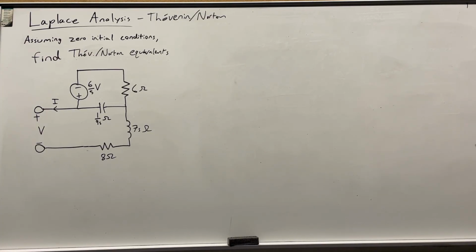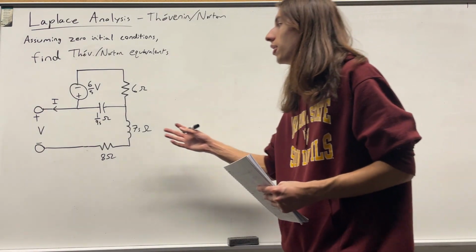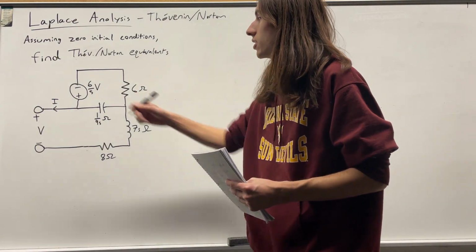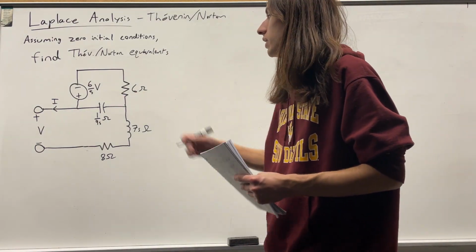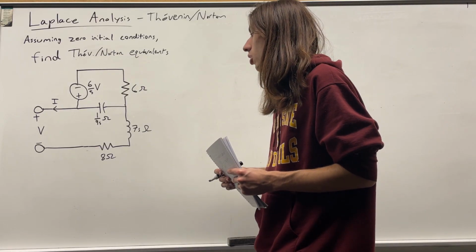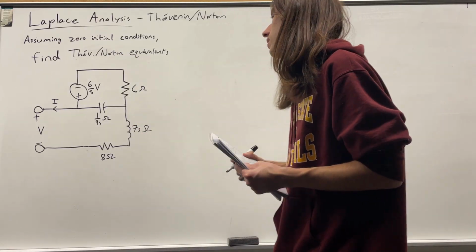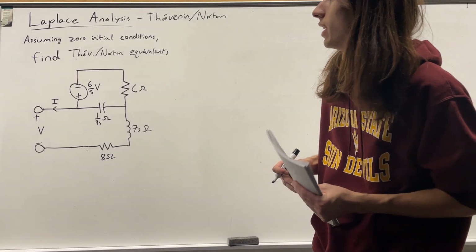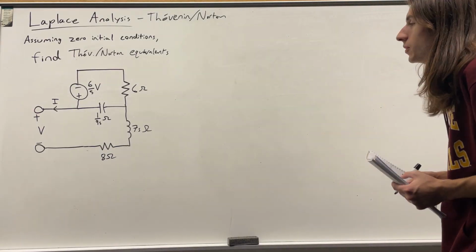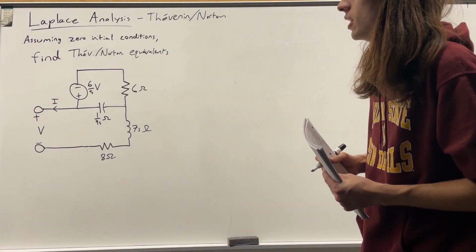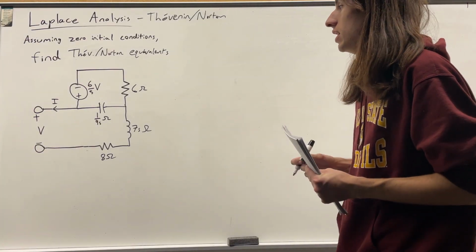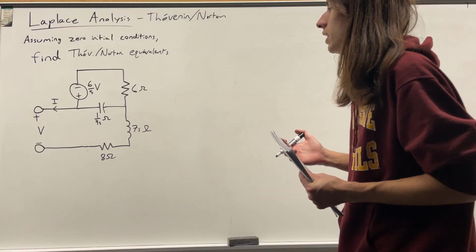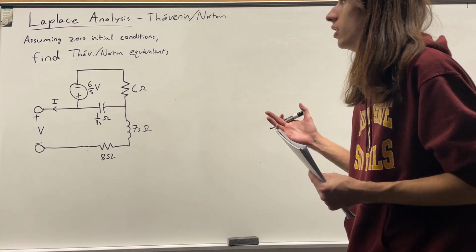All right, so this question gives us a circuit already in the Laplace domain. We have a 6 over S volt voltage source, 6 ohm resistor, 7S ohm inductor, 1 over 9S ohm capacitor, and an 8 ohm resistor. And we are asked to find the Thévenin and Norton equivalents. So we have to simplify the circuit to find Z Thévenin and VOC and ISC, and then draw the Thévenin and Norton equivalent.